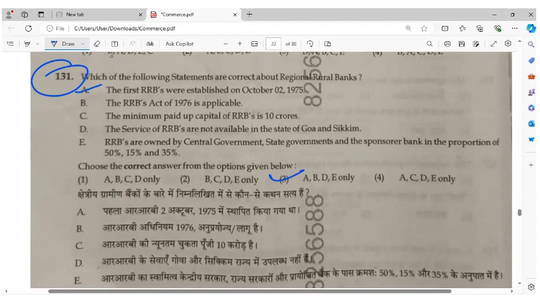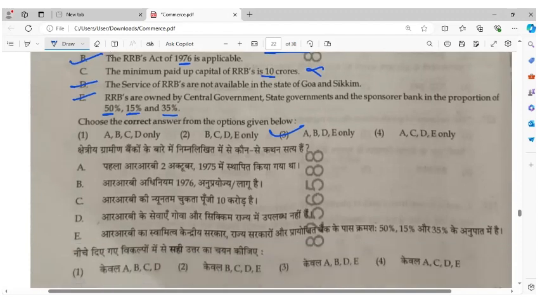A: the Regional Rural Bank was established on the 2nd of October 1975. B: the Regional Rural Bank Act is applicable from 1961. The services of the RRBs are not available in the states of Goa and Sikkim, yes, it's true. The RRBs are owned by the central government, state government and a sponsor bank in the proportion of 50% central government, 15% state government, and 35% sponsor bank. So option number 3 is right here. The minimum paid up capital is 10 crore is wrong. I think it is maybe 100 crore.